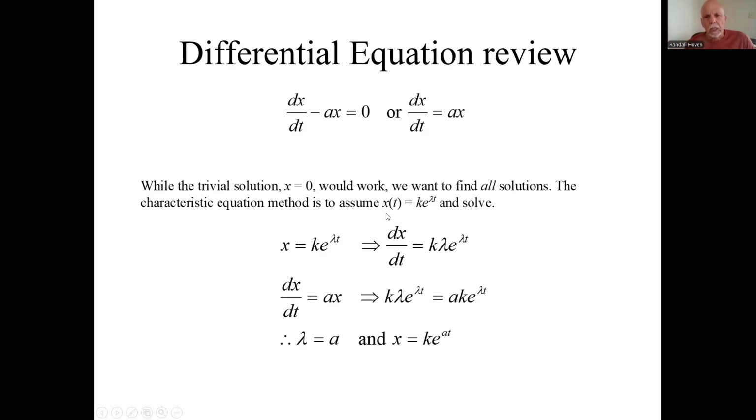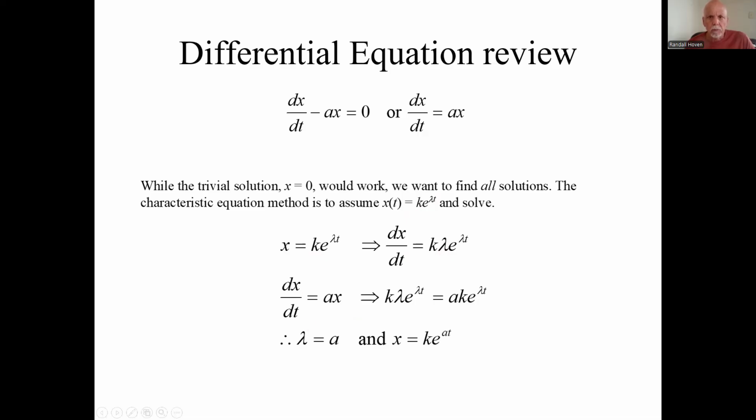One method for doing that is to assume, and here x is a function of t, that x has this form, some constant times e to the lambda t. And we want to find lambda. Well, if this is what our x is, this is what dx/dt is. You just bring down the lambda, and plug it into the equation.